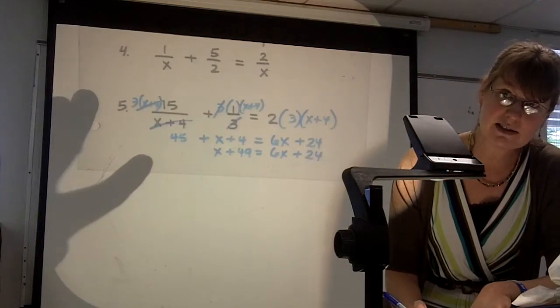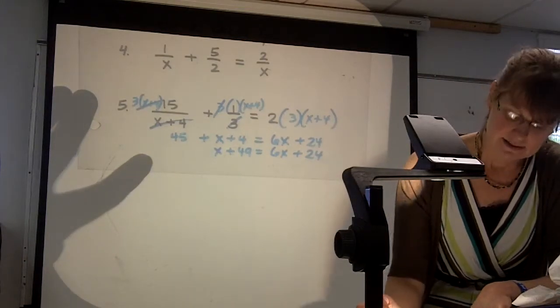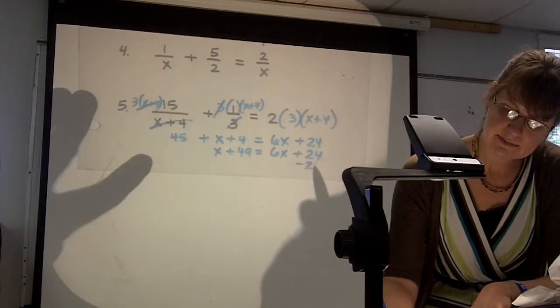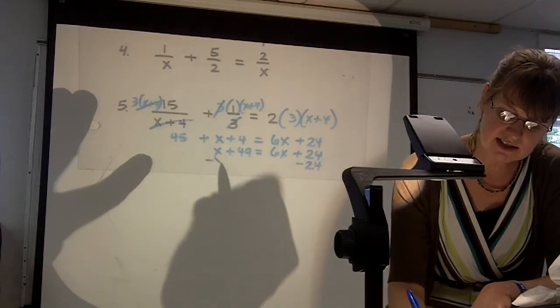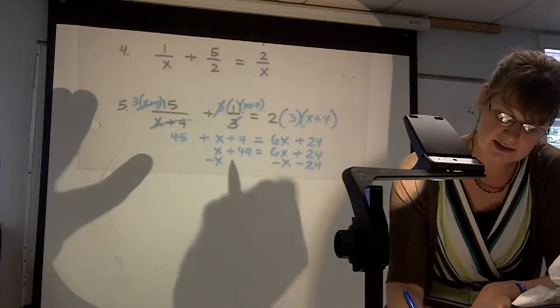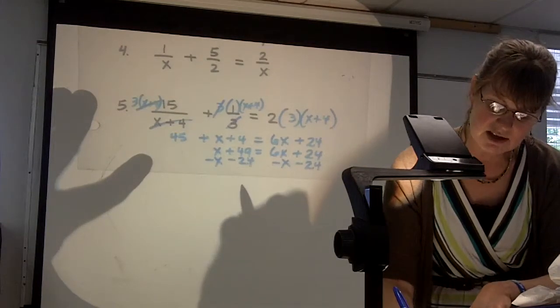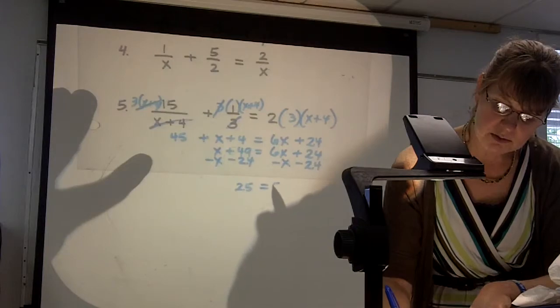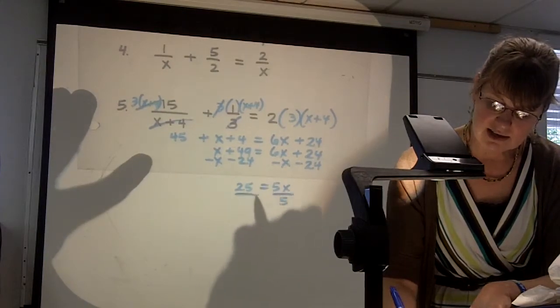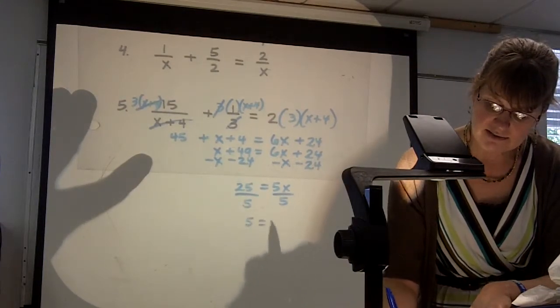Okay, now what? Now you move the x's to one side and the regular numbers to the other. So I'm going to move this single x over here, and I'm going to subtract 24 from both sides. So we're going to end up with 25 equals 5x, and then x equals 5.